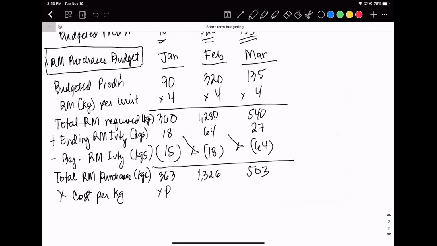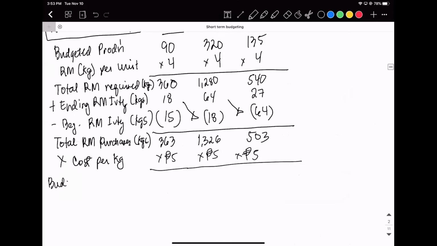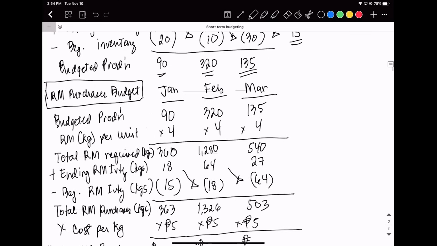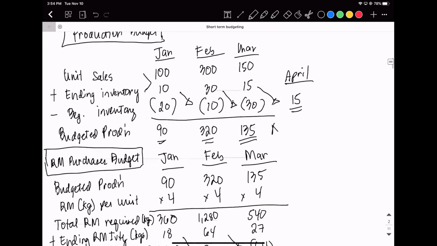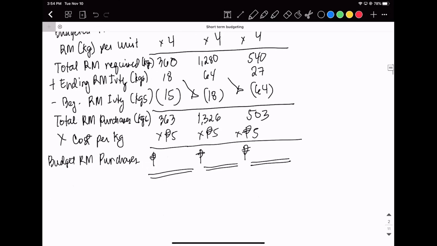So, times 5 pesos, times 5 pesos, times 5 pesos. Ayan. So ito na yung budgeted RM purchases. Ayan. So magkano? Okay, bali napansin mo, budgeted production lang yung units, no? Ito lang yung may units. Yan. Pero the rest more on monetary na. Yan. Okay, so amounts.